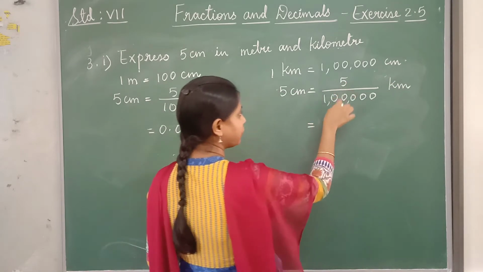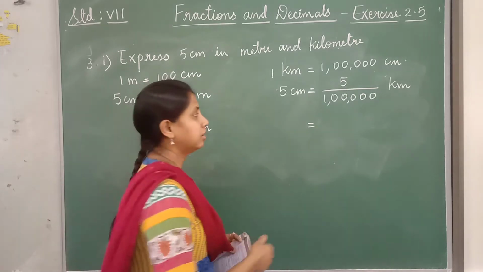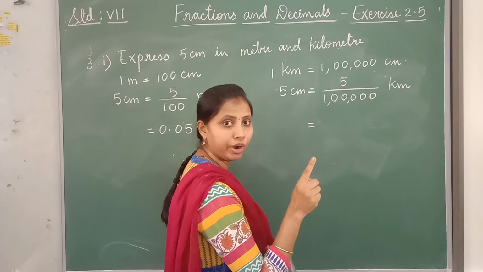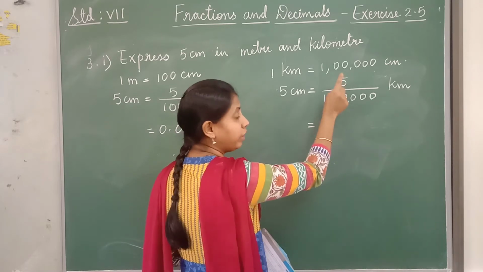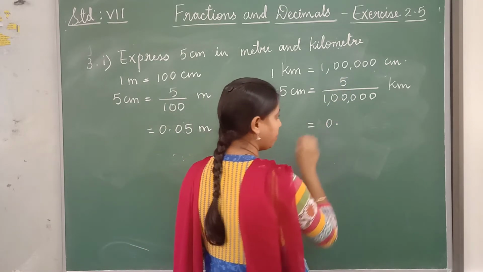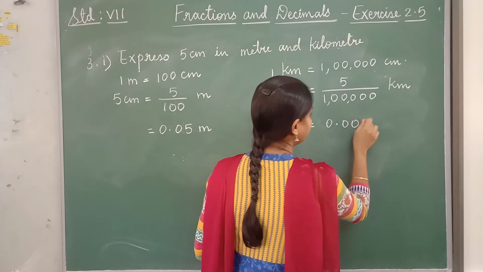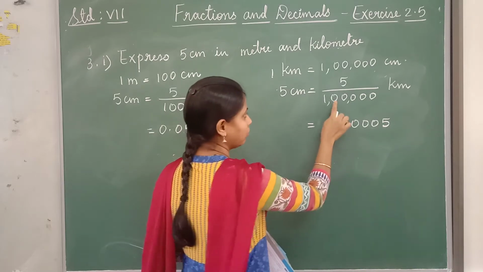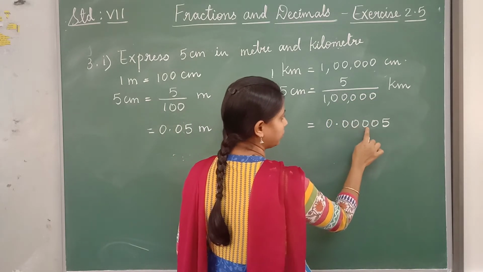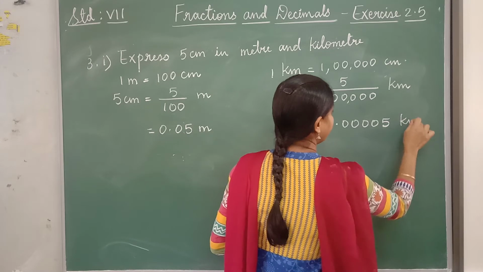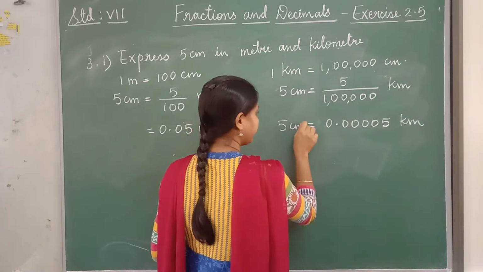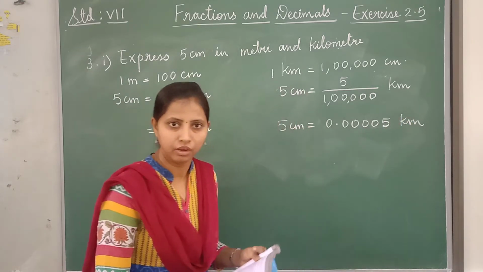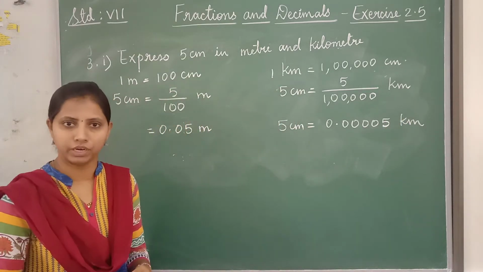So this is 5 divided by 1 lakh. 1, 2, 3, 4, 5 zeros are there. So after the decimal point you must have 5 digits including this 5. So write 0, then 1, 2, 3, 4, and the fifth one should be 5. Here also 1, 2, 3, 4, 5. This is 5 centimeter is equal to 0.00005 kilometer. Okay, so in this way you have to convert, children.